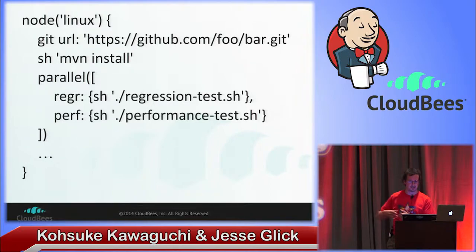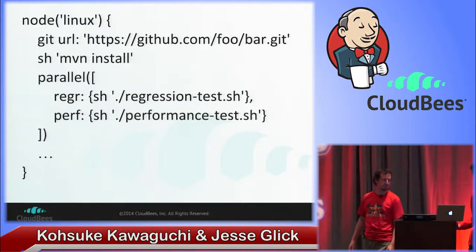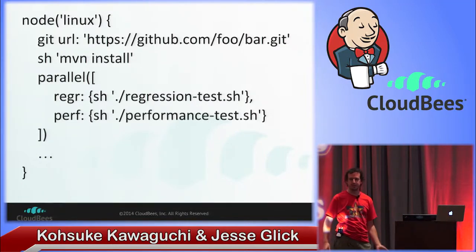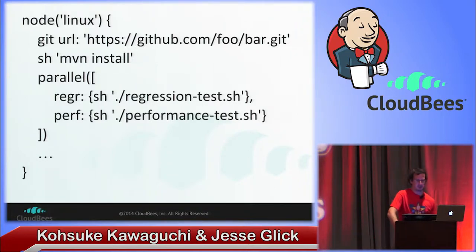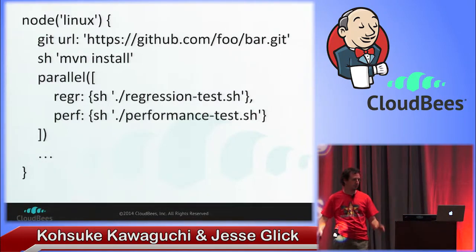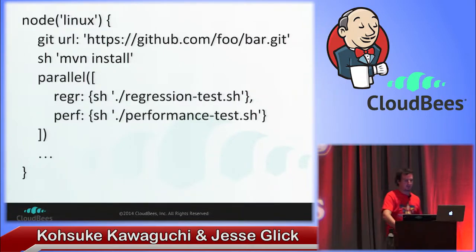We'll just check out some code from Git, and then we'll run a shell step. So we'll just run some command of your choosing. In this case, we're just calling Maven to build. And then the fun part is we're using this parallel keyword to do two different things simultaneously. And so I give branch names for each of them, which we can use to identify things in the user interface, but otherwise have no meaning.